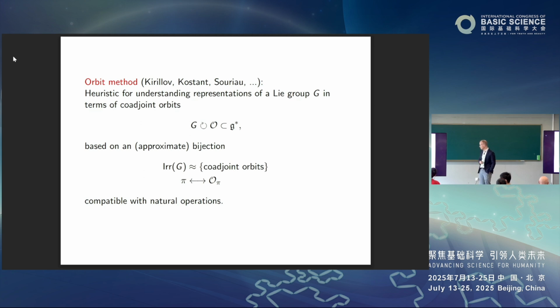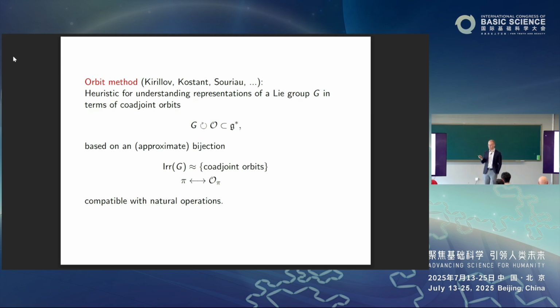so here's just a little introduction. So the orbit method in a nutshell, which goes back to the mid-20th century, you can think of as a heuristic for understanding representations of a Lie group in terms of its coadjoint orbits. So a coadjoint orbit, as depicted here, is an orbit for the action of the group on its dual Lie algebra. I'll give a couple examples in a second to make this completely transparent.